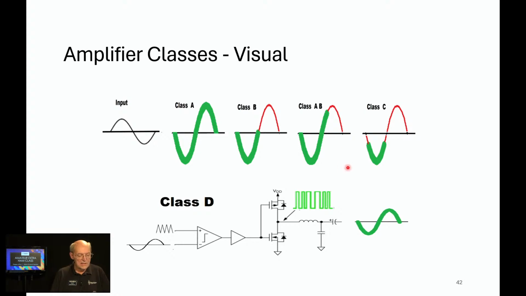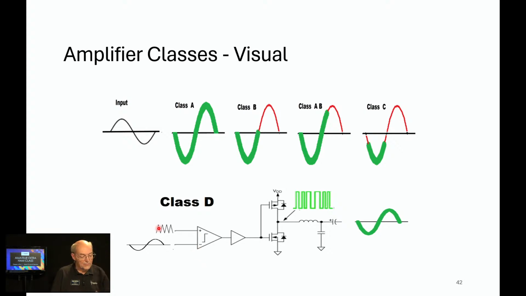And then Class C, we're just going to be conducting on a small part of the waveform. And this all has to do with the way the bias is set between cutoff and saturation we saw in our transistor diagram. And then we've got Class D. This looks like a real strange bird.